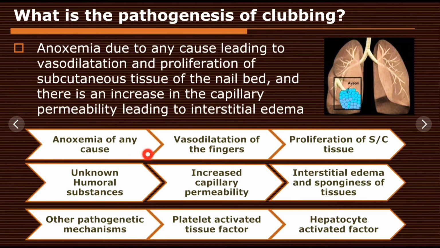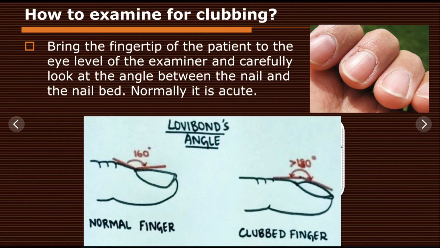So anoxemia due to any cause will lead to vasodilatation of the fingers, which will lead to proliferation of subcutaneous tissue. An unknown humoral substance will lead to increased capillary permeability, which in turn leads to interstitial edema and sponginess of the tissue. Other mechanisms like platelet activating factor and hepatocyte growth factor will lead to proliferation of subcutaneous tissue.